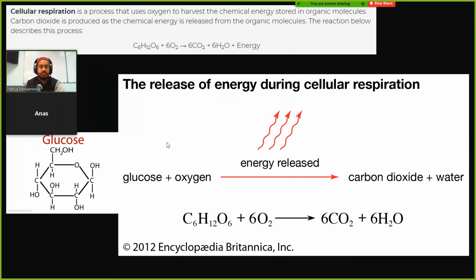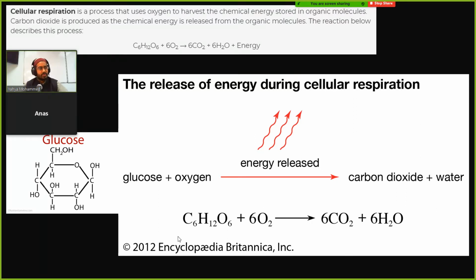So this overall, you see this picture over here on the bottom, this overall kind of tells you what's going on with respiration. So you start with glucose. Remember we were talking about glucose, monosaccharides, all these kinds of things. See this hexagonal structure? So glucose and oxygen really produces energy, and the byproducts are carbon dioxide and water, right?